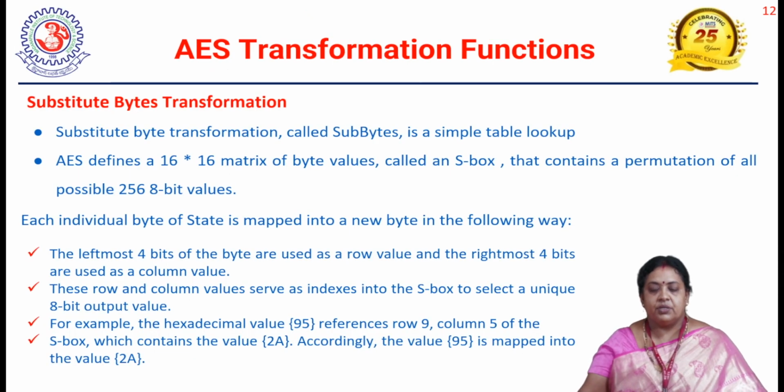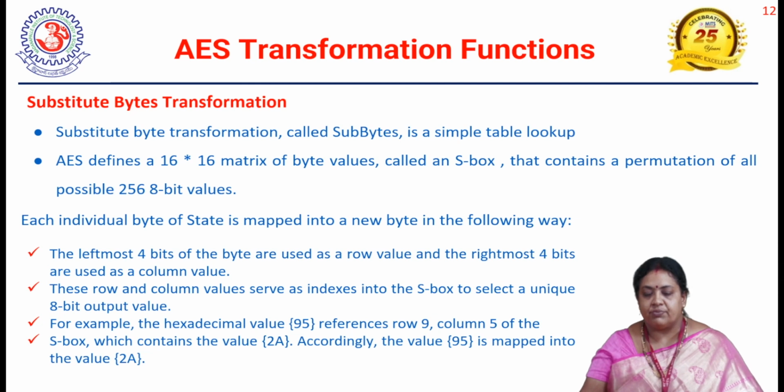Now coming to the transformation functions. What is going to happen in the transformation? We have already discussed that there are 4 transformations. One is substitute bytes, second is shift rows, third is mix columns, and fourth is add round key. We will discuss each transformation, what happens in it.